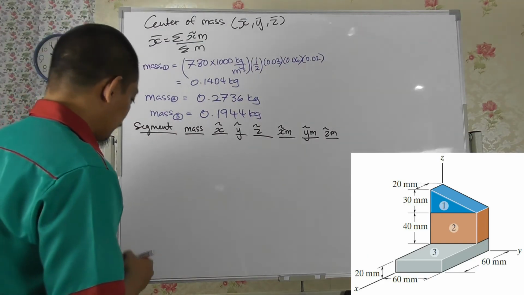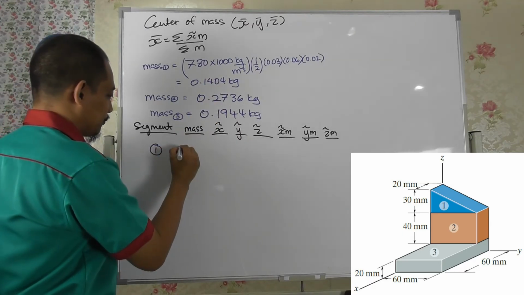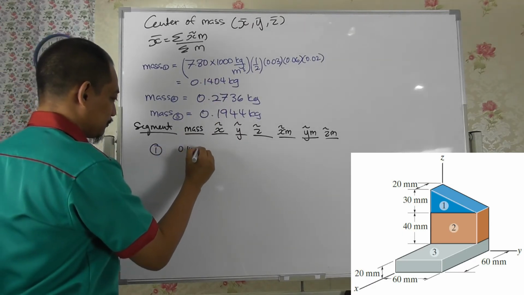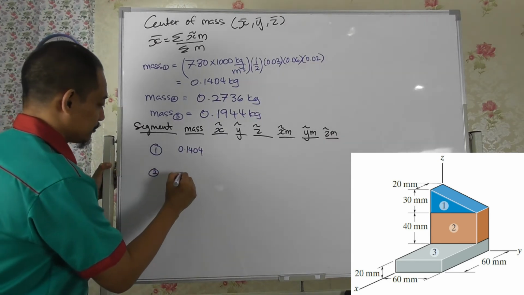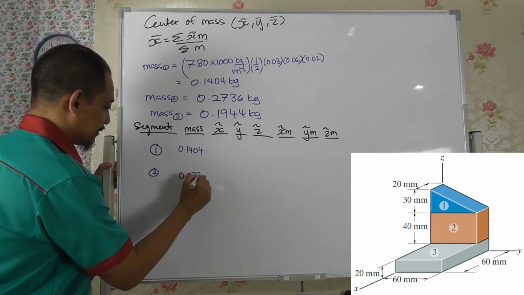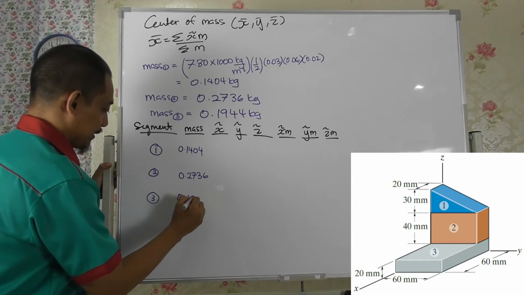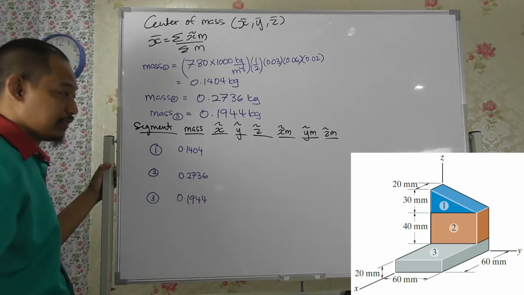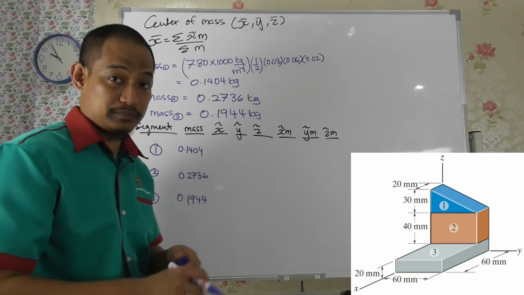Right, so you just plug in all of this value here, right? So for segment number one, the mass will be 0.1404, right? For number two, mass is 0.2736. So number three, you have 0.1944. This is in kilogram, right? So the rest I will put in millimeter.